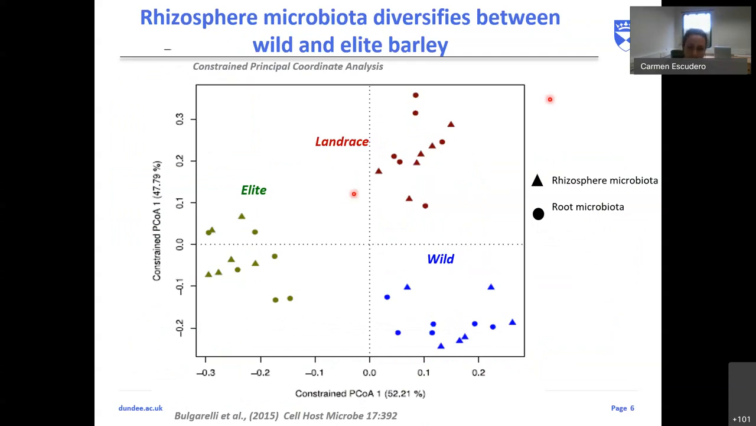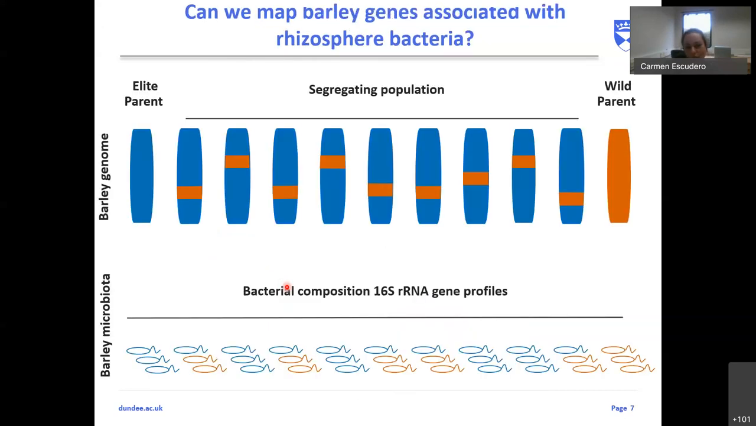So we can see here that the rhizosphere, in this kind of plot, I explained that every point represents one microbial profile, either in the rhizosphere or the root, and the closer the dots are, the more similar the profiles. So we have clustering all together the microbial profiles in the root or rhizosphere of an elite variety, which are very different from a wild variety. And under the same abiotic conditions, this has a genetic origin, and this is what we are trying to see in this project. So for doing that, the strategy is to use an exercise of mapping.